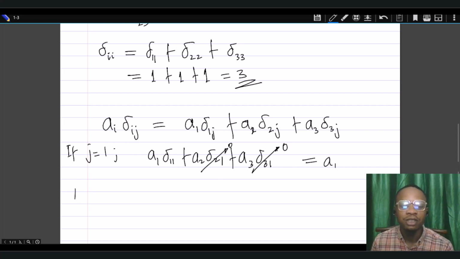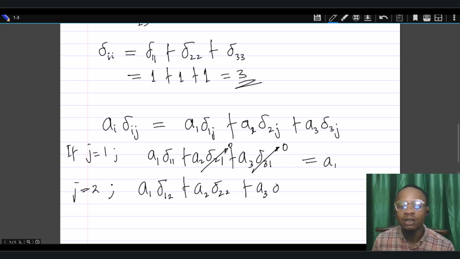And similarly, if j is equal to 2, what are we going to get from this result? That means that will be a1 delta 1 2 plus a2 delta 2 2 plus a3 delta 3 2. And what will this give us now? Delta 1 2 will be 0 because 1 and 2 are not the same. Delta 3 2 will also be 0 because 3 and 2 are not the same. So at the end of the day, we have a2 delta 2 2 left. And of course, delta 2 2, because 2 and 2 are the same, is 1. So this gives us just a2.